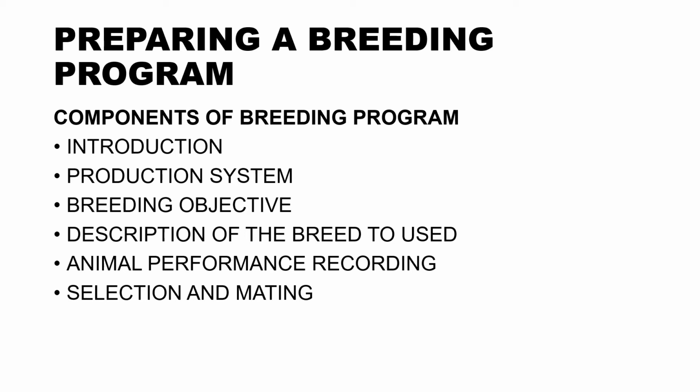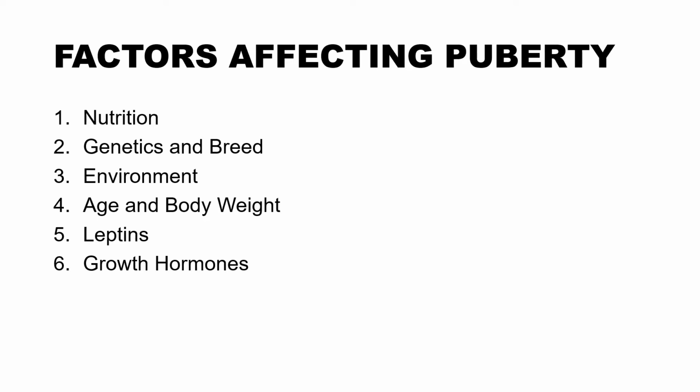Then, another topic that we need to discuss is the factors affecting puberty. So, sa factors affecting puberty, may anim yan. So, you have nutrition, genetics and breed, environment, age and body weight, leptins, and then growth hormones. So, sa nutrition, simply lang, it can affect the organs which produce yung mga gonadotropin-releasing hormone, follicle-stimulating hormone, luteinizing hormone, and mga growth hormone.